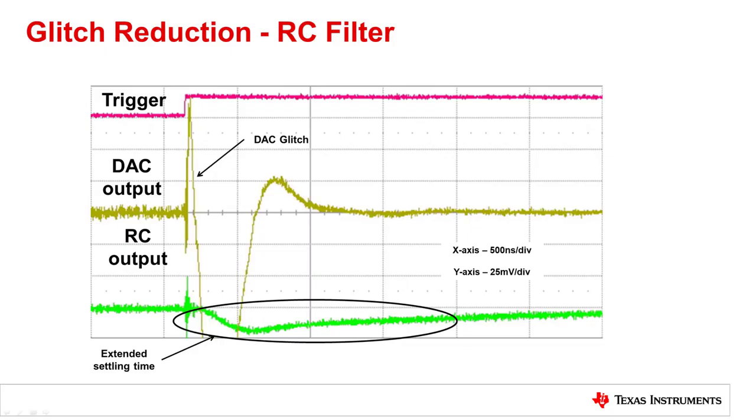Here is an example of glitch reduction using an RC filter. Clearly you can see the trigger pulse, resulting DAC output glitch, and at the bottom the resulting function with an RC filter. The glitch is effectively minimized, though there is some resulting extended settling time in these particular cases.